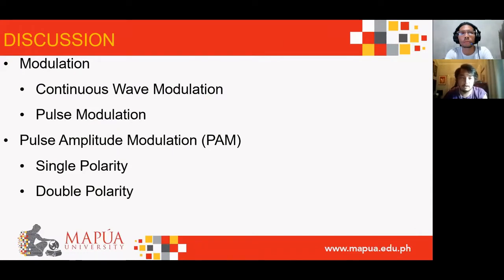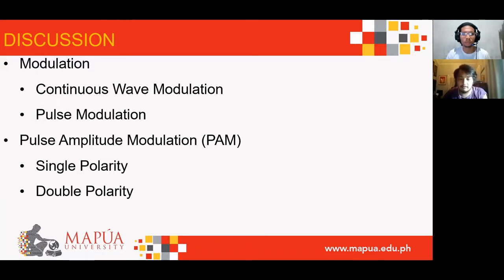So, modulation. Modulation is a process of changing the characteristic of a carrier signal like amplitude, frequency, and width. It is the process of adding information to the carrier signal. Modulation has two main types. These are the continuous wave modulation and pulse modulation. The pulse modulation's carrier signal is in the form of a pulse or square wave, while in the continuous wave modulation, the carrier signal is in continuous form or it is an analog signal.